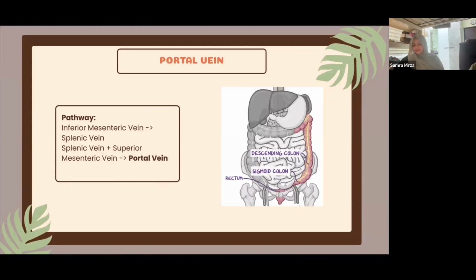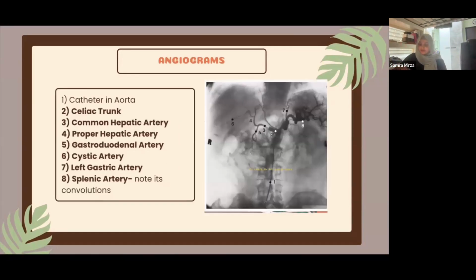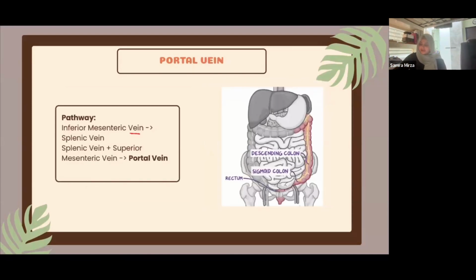The portal vein is a very important clearing system, and this goes all the way to the liver. Good job, that's correct. It's going to be a direct supply from the intestines to the liver. And so it is formed from the inferior mesenteric vein. That means they're draining the colon. Sorry, they're draining this part of the colon.